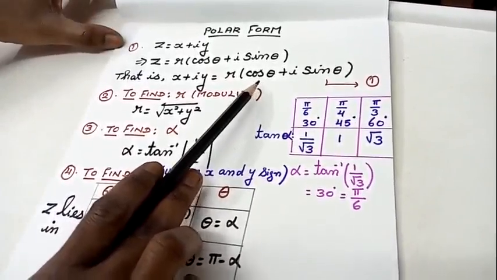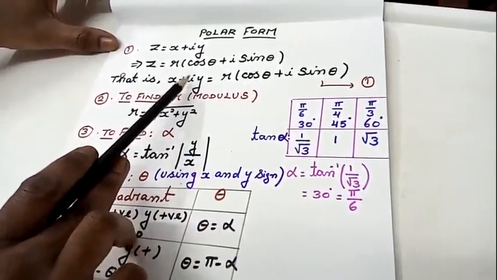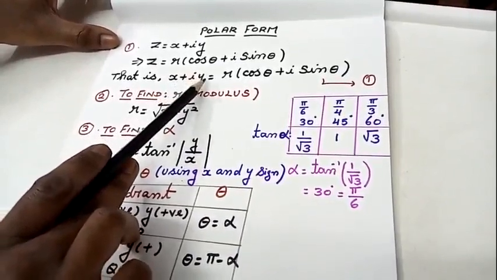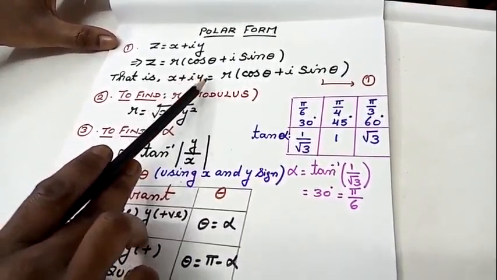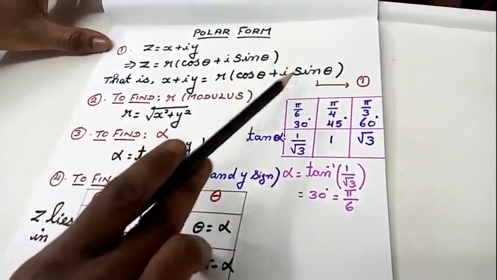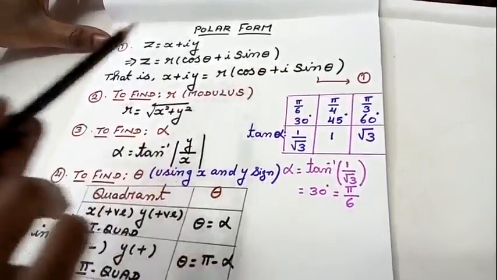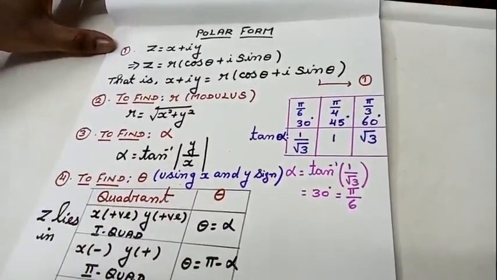So this is the first step, students. Keep this in your mind. Whatever question they give you, you are going to write like this. Write the question on your left hand side, and on the right hand side you are going to write it in polar form, that is r cos theta plus i sin theta. The next work is to find r and theta, and that is the procedure we are going to see in the following steps.